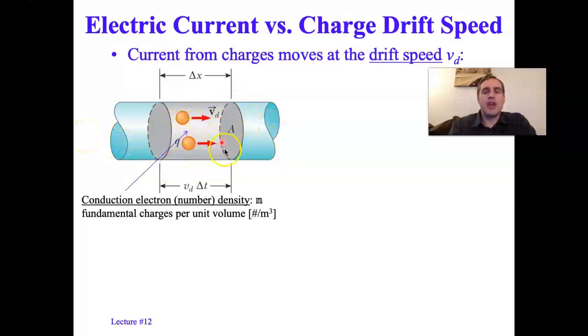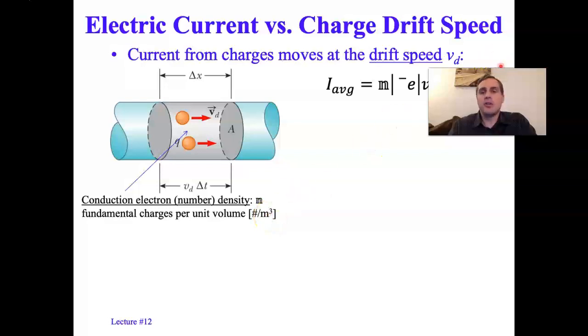Imagine the cross-section area A, and charges move a distance delta x, and if they move at a constant velocity, that should be the velocity times time, but the velocity is the drift speed. Well, let's also assume that we can define something called the conduction electron number density, a lot of times just called conduction electron density or just electron density. And I'll put that as like the double struck symbol N. And it's the number of fundamental charges per unit volume. So it's going to be number per volume for the unit.